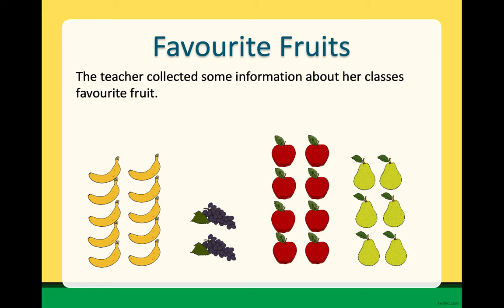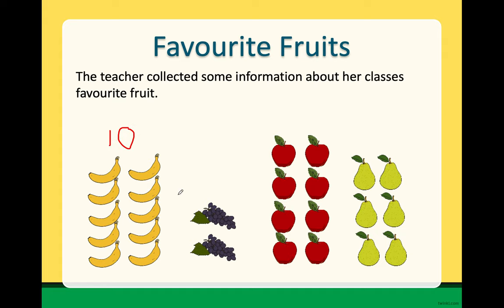So a teacher collected some information about her class's favorite fruit. So here we can see this was the information she collected. Now we can count how many people liked bananas. Let's count. 1, 2, 3, 4, 5, 6, 7, 8, 9, 10. 10 people like bananas. You can even write it down.